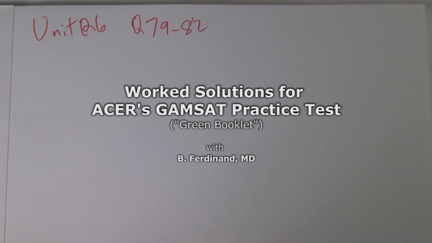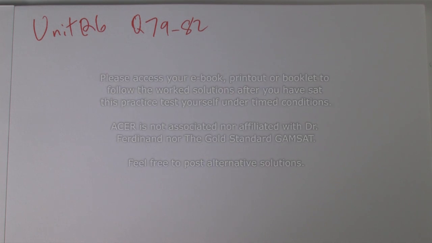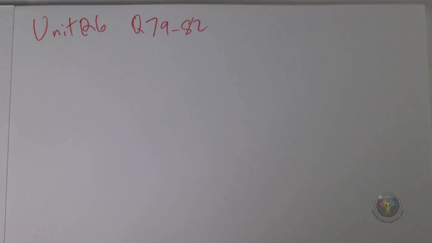Okay, unit 16, questions 79 to 82. So this is about the microscopic organism and trypanosomes. A couple of things there. And it talks about agglutination, and agglutination comes up pretty regularly.